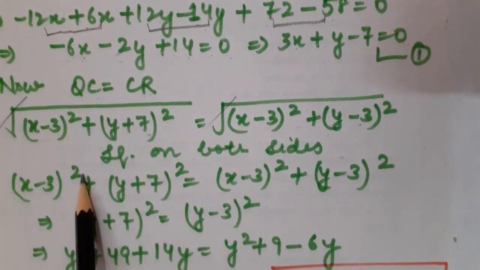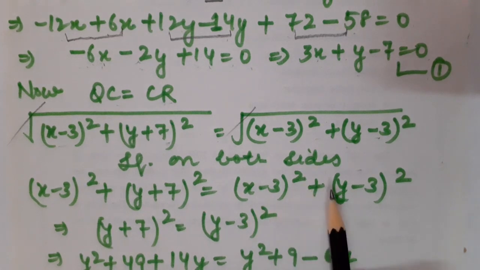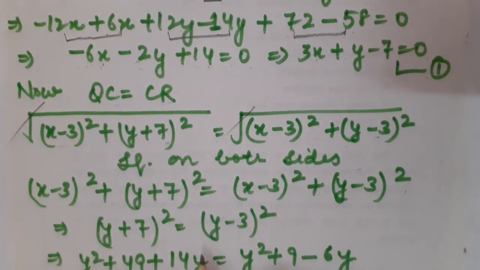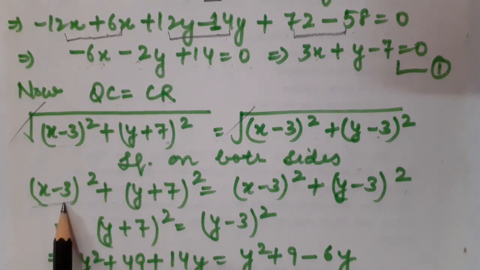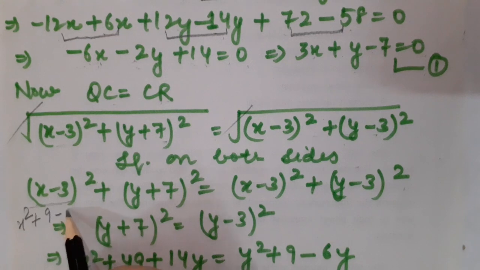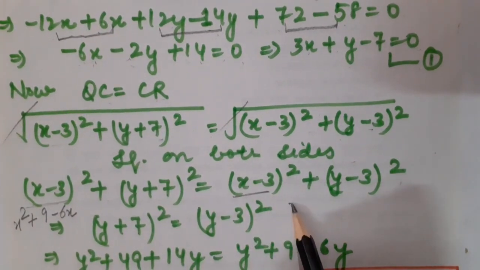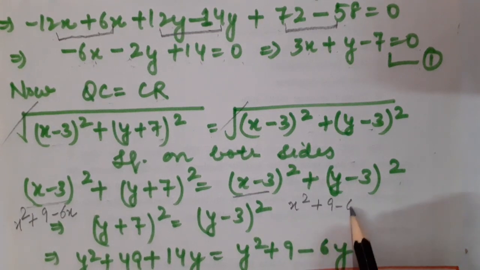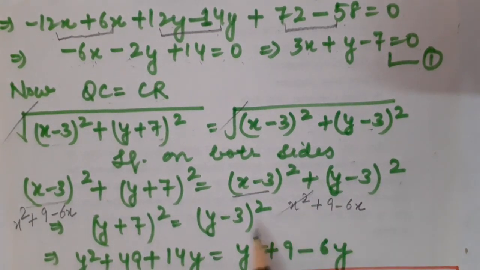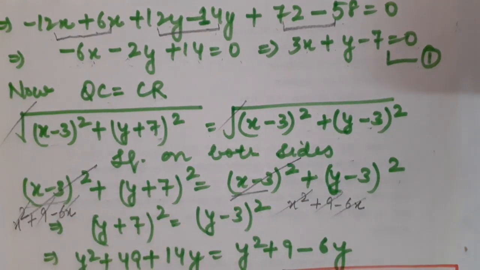So this is x minus 3 whole square plus y plus 7 whole square is equal to x minus 3 whole square plus y minus 3 whole square. Children, see, if I open this identity, I will get x square plus 9 minus 6x. Here also I am opening the same identity, I will get x square plus 9 minus 6x. All will be cancelled. Why? Because one is written on the left hand side, another on the right hand side. So instead of opening these identities, I am just going to cancel them out.